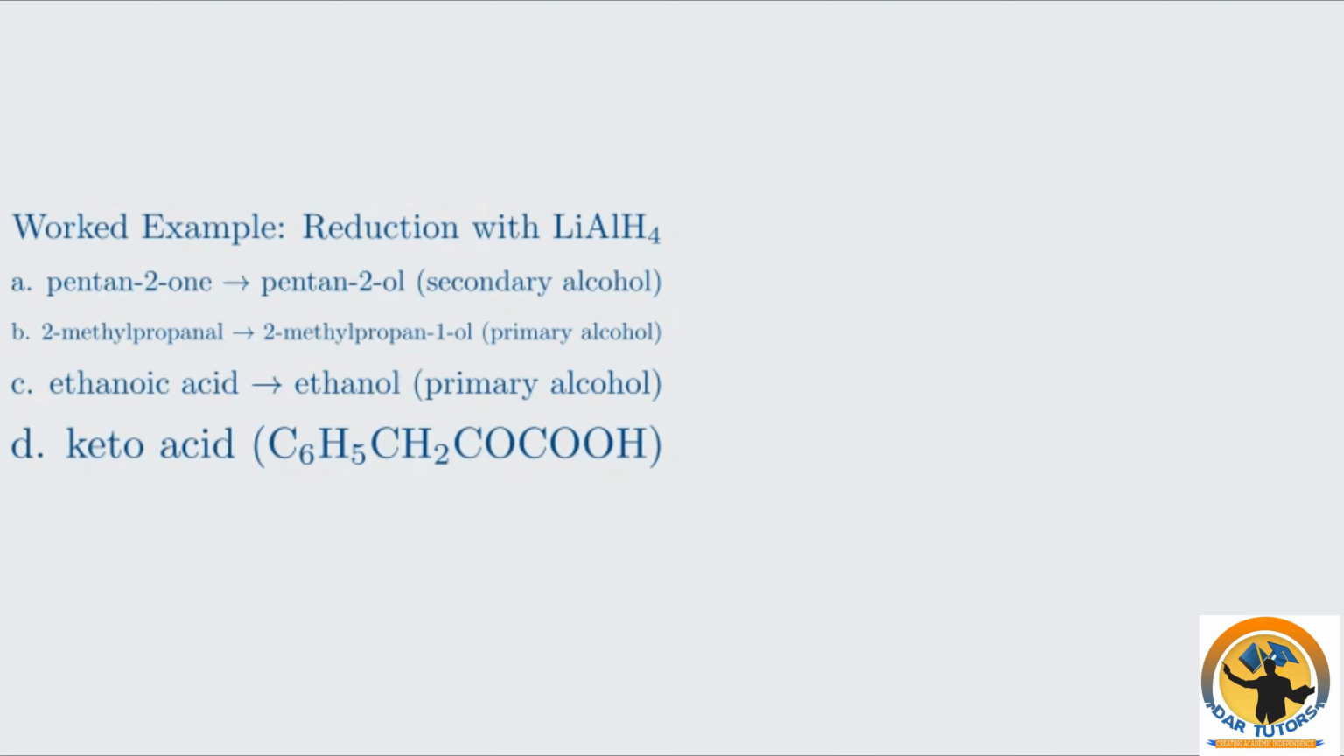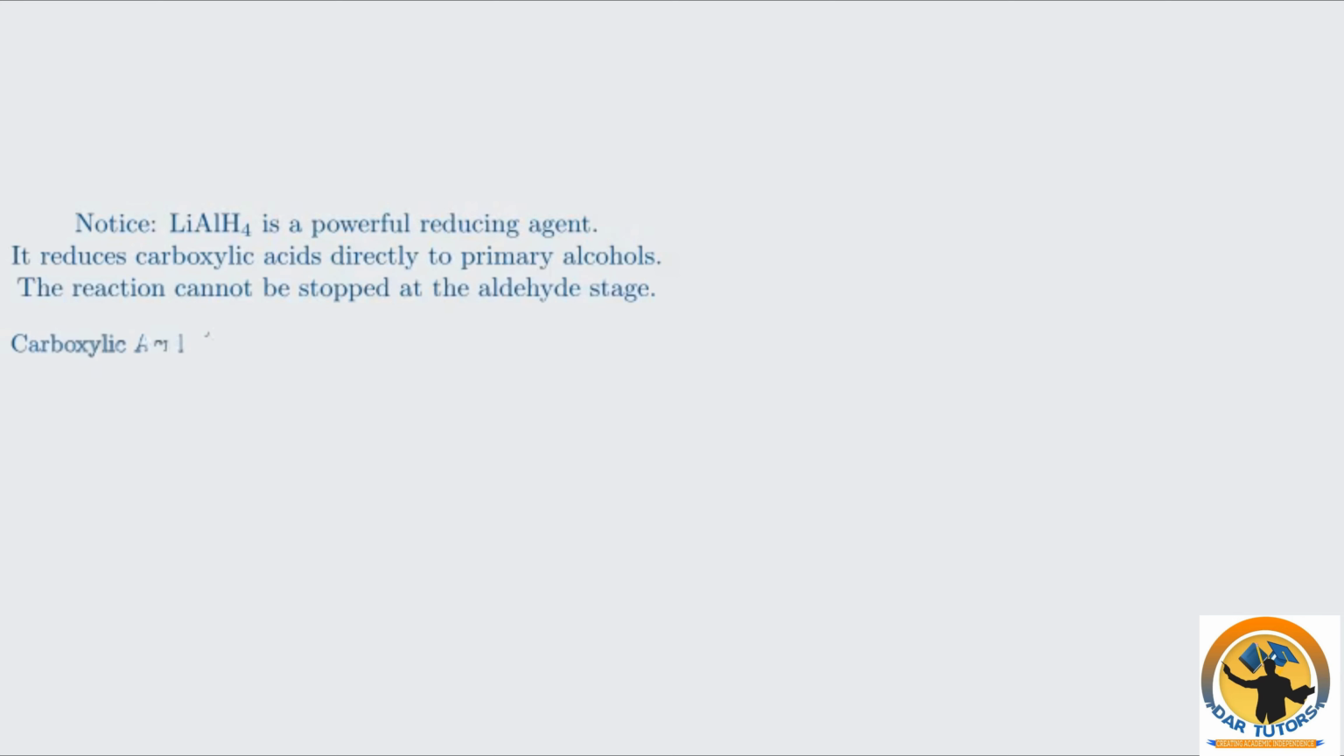Notice that LiAlH4 is so powerful that if you try to reduce a carboxylic acid to an aldehyde, you cannot stop the reaction at the halfway stage. The aldehyde would be immediately reduced further to the primary alcohol.